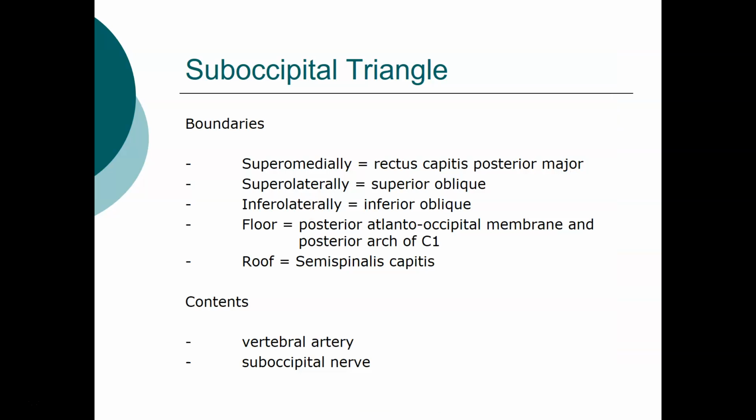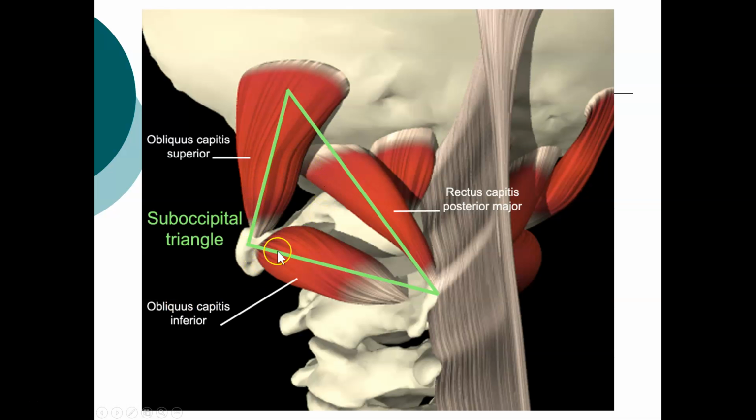So the boundaries are: superomedially is the rectus capitis posterior major, superolaterally is the superior oblique, and inferolaterally is the inferior oblique. The floor of the triangle is the posterior atlantooccipital membrane and the posterior arch of C1, and the roof is semispinalis capitis. These two, I'm not going to be too concerned with questions, but do understand that there are structures that help protect the vertebral artery and suboccipital nerve that pass through this triangle. And those are pretty important structures. So again, we see the boundaries here.